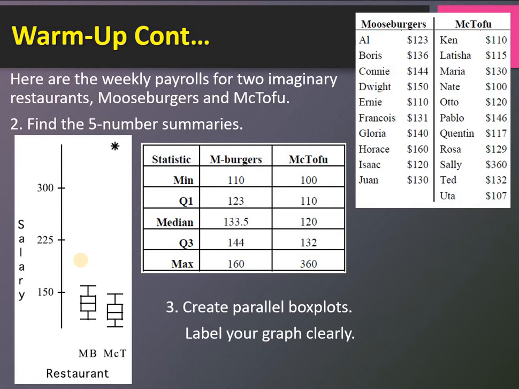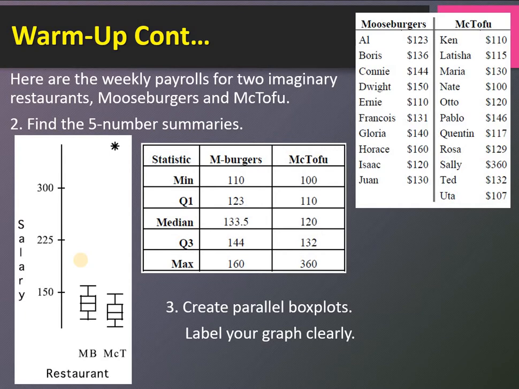Okay, so I would say Moose Burgers appears to be generally symmetric, and overall so is McTofu, but McTofu has an extreme outlier, which skews the data. That's my shape. My center: what would I use to describe centers with this? Median.